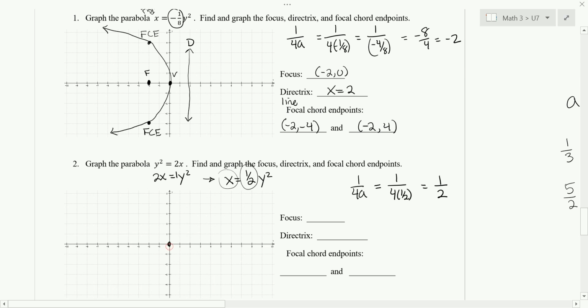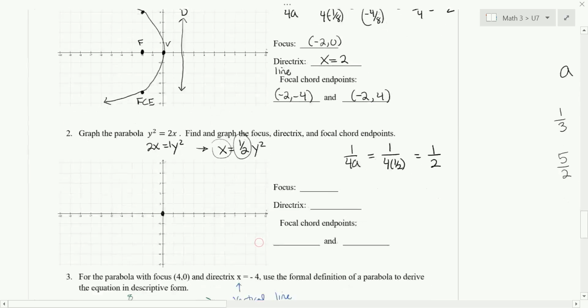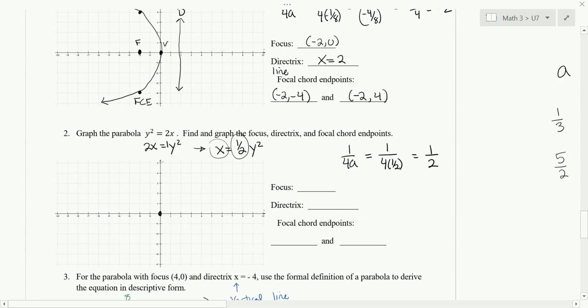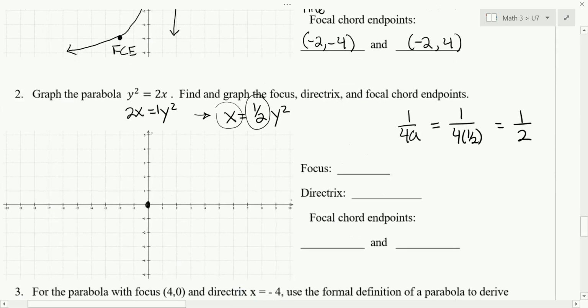Open in the positive x direction. So our vertex is at 0, 0. Which way is the positive x direction? To the right. And so the focus is going to be to the right of our vertex. So our vertex is here. We're going to go to the right 1/2, so it's going to be pretty close here. That's only half, yeah. And then I'm going to go back 1/2 as well. That's our directrix.